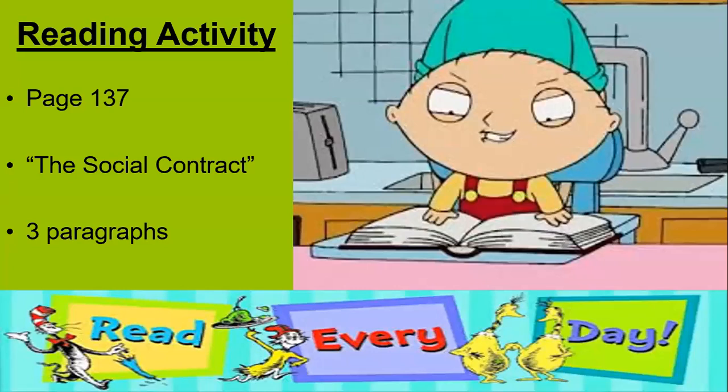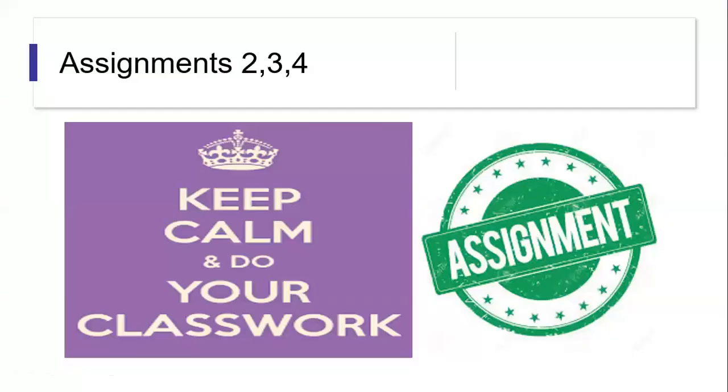Okay. Also read the excerpt on the social contract, page 137. It's page 137. It's 3 paragraphs. Okay, make sure you're doing your assignments. Again, you must turn in all your assignments to receive credit. You don't have to do them now, but if you choose to, you can. If you'd like, you can go ahead and choose to do assignments 2, 3, and 4. Just make sure all of your assignments are completed on time and turned in.